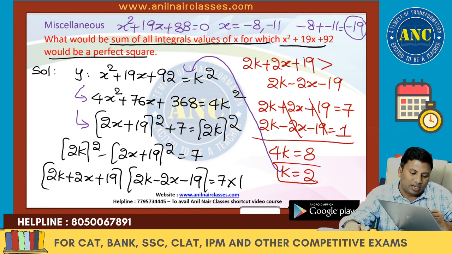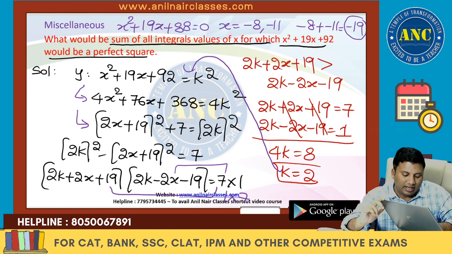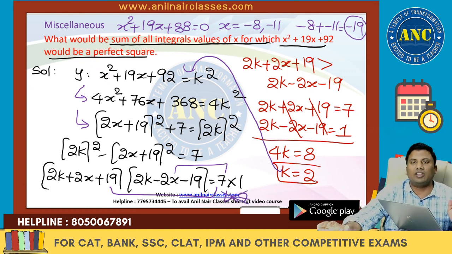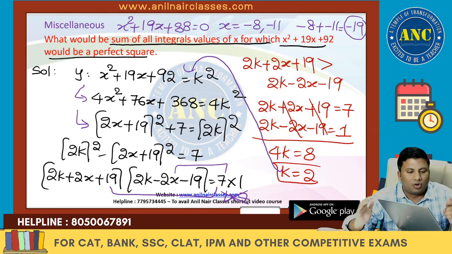A square minus b square is 7. (A plus b) into (a minus b) is 7 into 1. This takes 7, this takes 1. Writing 1 into 7 is mathematically incorrect because the first value is greater than the second value. K equivalent to 2. So the answer is minus 8 minus 11, addition is minus 19. Good question, sir.